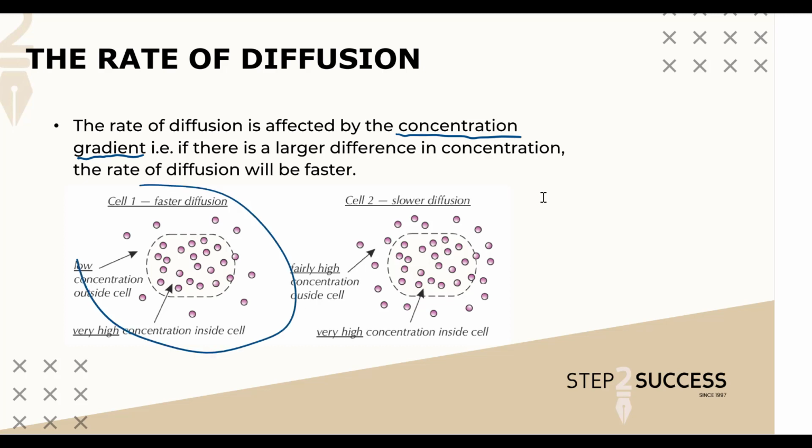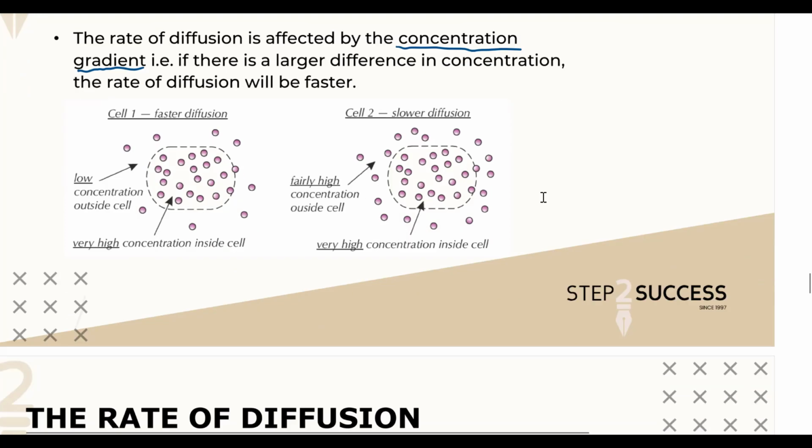Over here, we are going to have faster diffusion because we have a very high concentration of a substance inside the cell and a low concentration outside it. So this diffusion out will happen from a high to low concentration very quickly. Here, it'll happen much more slowly because we have a larger concentration outside the cell. It will still move from high to low, it will just move more slowly. That's why diffusion is affected by the concentration gradient. Literally, that just means the difference in concentration between the high and the low.